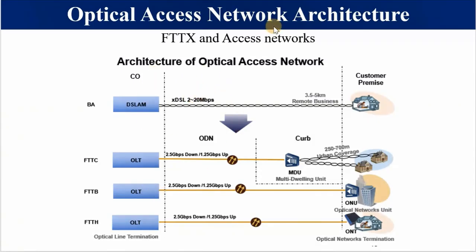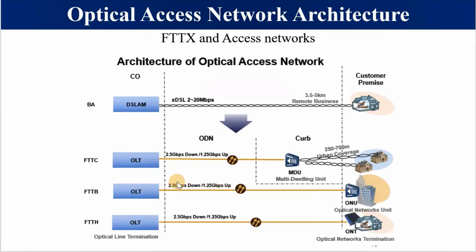Optical access network architecture, we have various types. Please take note that this applies to ADSL, and so we have a DSLAM there. GPON, this FTTC stands for fiber to the curb, and this is the curb. This thing must be powered, and all these houses are connected to this multi-dwelling unit. Then we have fiber to the building. This is our building, so we have an optical network unit in the building.